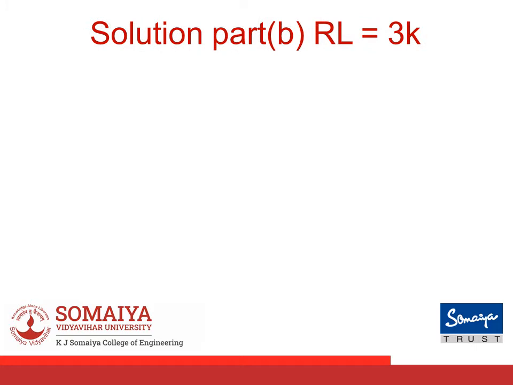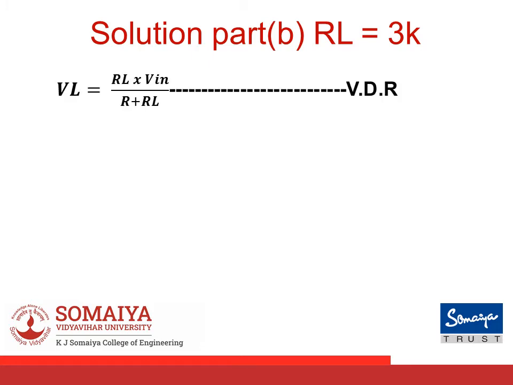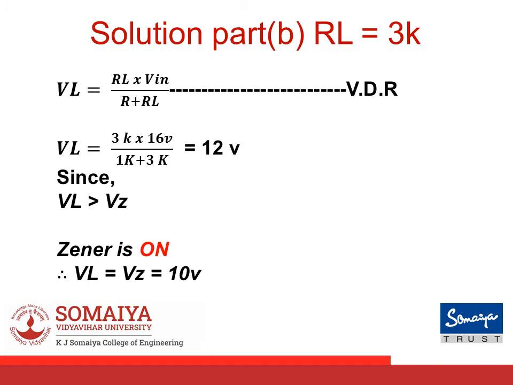Next, let's start with part B of the numerical, where my load resistance is now equal to 3K. We'll again start off by calculating the voltage drop across the load resistance using the voltage divider rule. When RL is equal to 3K, the voltage drop across the load resistance comes out to be 12 volts. Now this 12 volts is greater than the Zener drop, which is 10 volts, and hence we'll say the Zener is on. And now we'll consider the voltage drop across the load equal to the voltage drop across the Zener, which is equal to 10 volts.